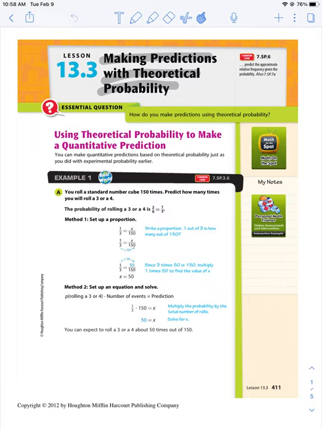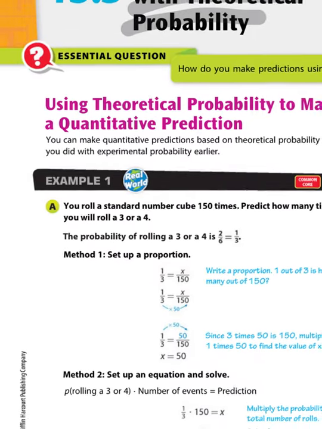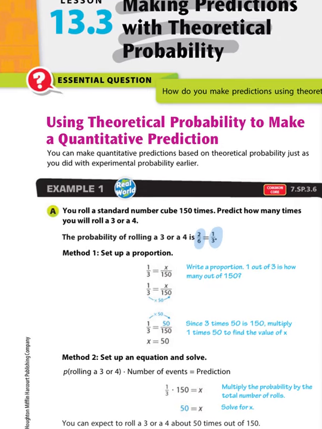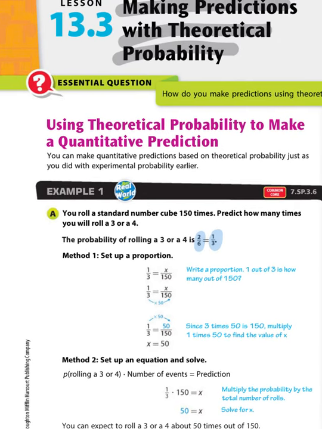So step 1 is to figure out the theoretical probability of rolling a 3 or 4. So the probability of rolling a 3 or 4 is 2 out of 6 because there are 2 events that make that possible. 2 events, either the 3 or the 4, and then there's 6 total, the 6 numbers on a number cube. So that probability is 1/3. And then the second step is to find the probability of the number of times that you roll the number cube, so 1/3 of 150.